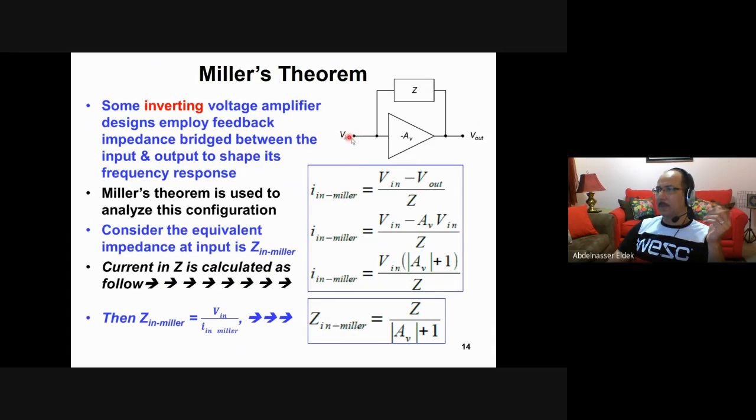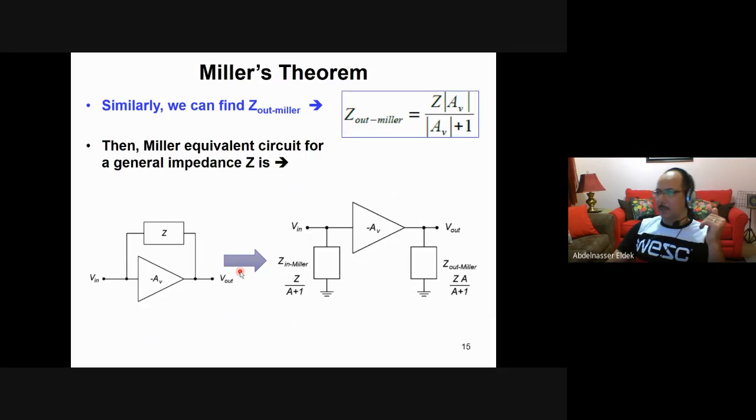So, for example, what is IN of Miller? If I want to calculate the input impedance, it is the voltage Vn divided by IN. So current, for example. Okay, what's IN? It is Vn minus V out over Z. You can calculate here. If this is very high impedance, it looks like this. Then all you have to do is replace this V out by AV times Vn, and then after that, you take Vn outside and find Zn Miller.